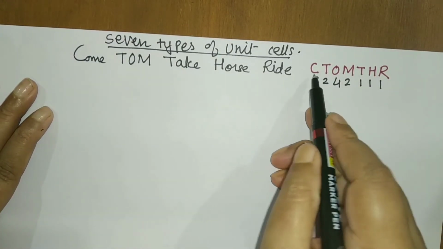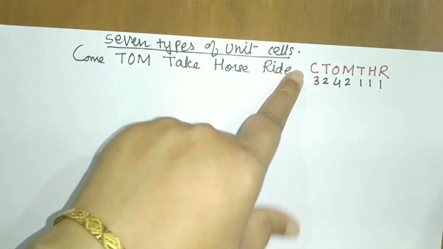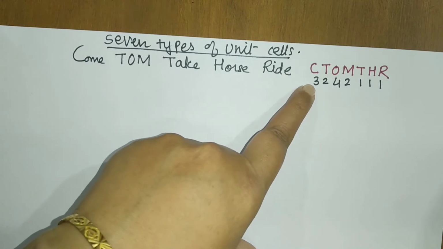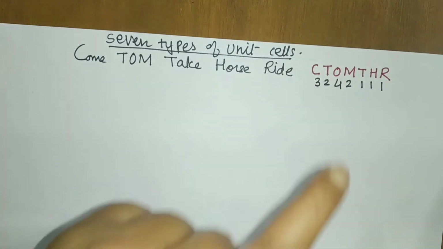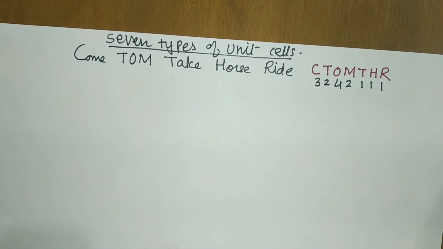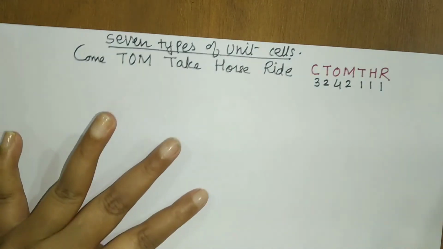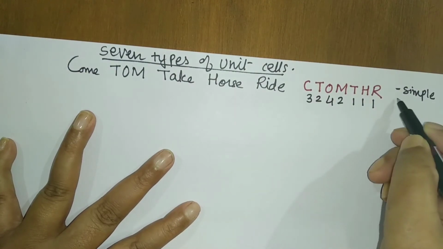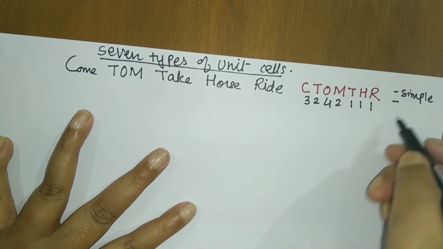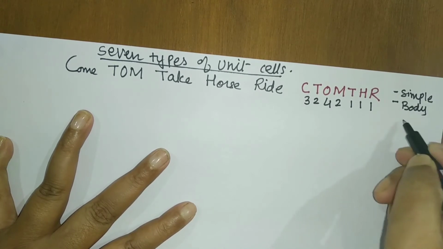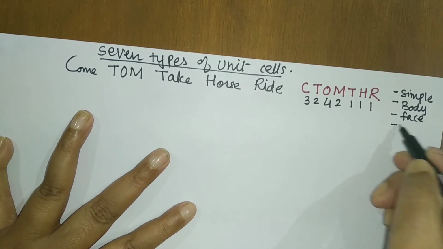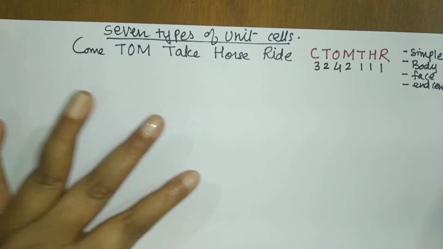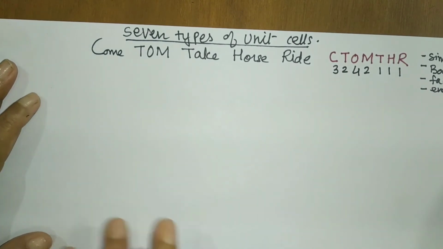Now before going into the concept, how you have to start. As I have written C, here the C stands for cubic. Now under cubic I'll be having 3 types. So I will start with simple, then body, then face and then end centered. What should be our first one? First should be simple or primitive. Second should be body. Third should be face. And fourth should be end centered. So taking those hints, let us start for the 7 types of unit cell.